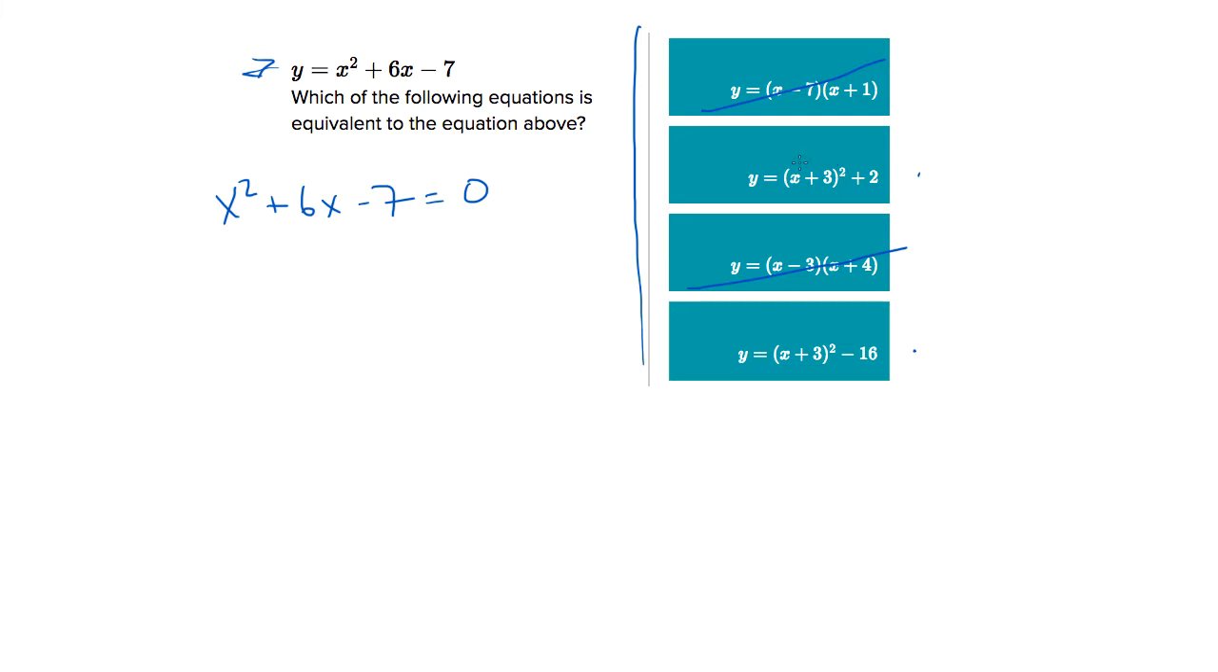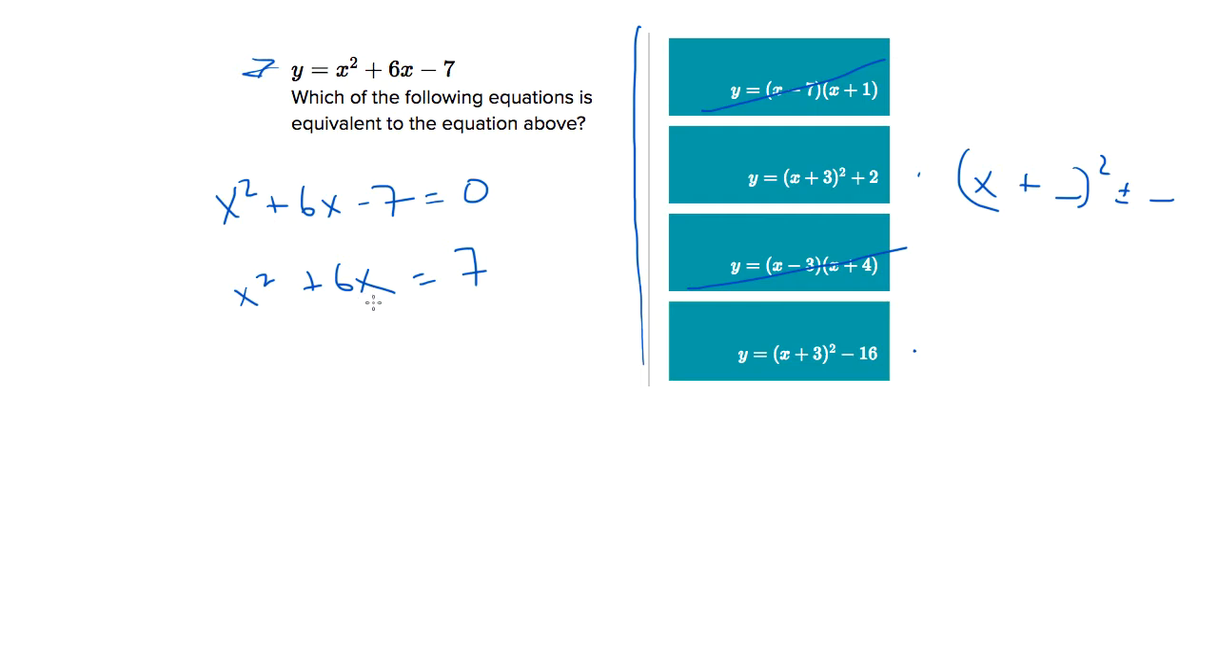And the reason I know I'm doing that is the form that these equations take here, where I have x plus something squared plus something else. Okay? X plus something squared plus or minus something else. Okay? So I'm going to complete the square. So I'm going to say x squared plus 6x equals 7. Okay? Since I'm not factoring, I'm going to move that 7 over there.